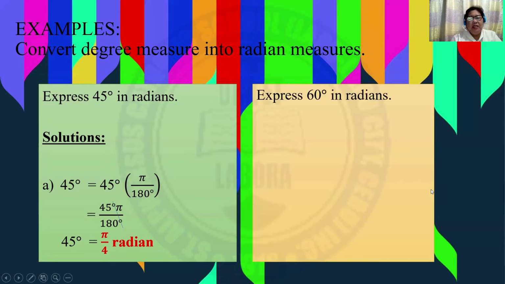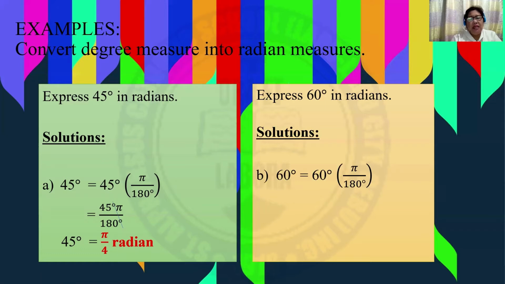Now, expressing 60 degrees in radian, we will have 60 degrees times pi over 180 degrees. Cancel the degree unit, then you will have pi over 3 radian.